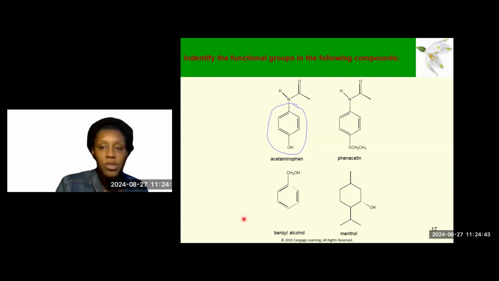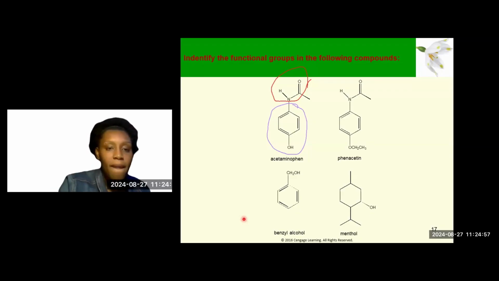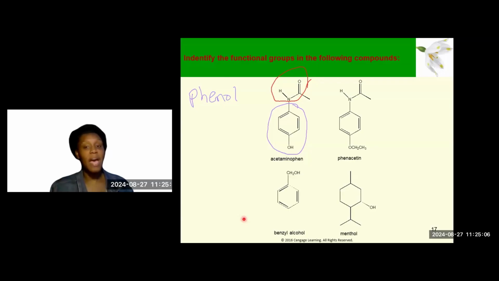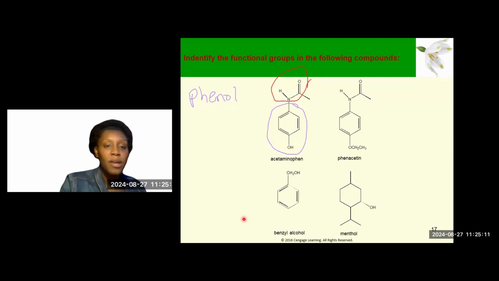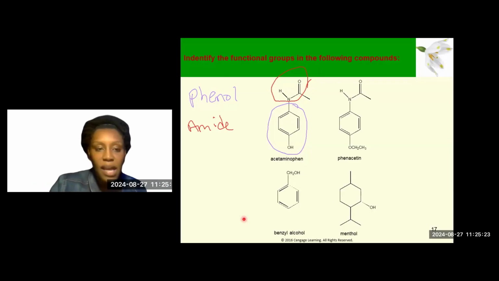And then we have another functional group here. So what is that functional group? Well, the functional group that we have in purple is phenol. Again, we have that OH attached to that benzene ring. And then the next functional group that we have here is an amide. Remember, amides have that carbonyl group with that nitrogen attached to it. That's an amide.